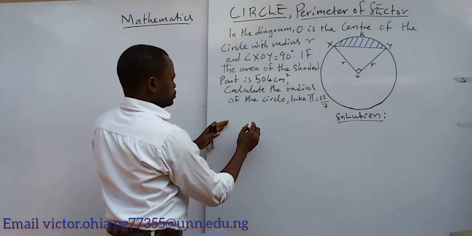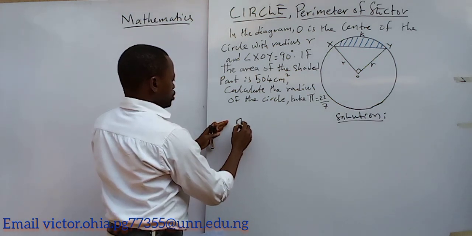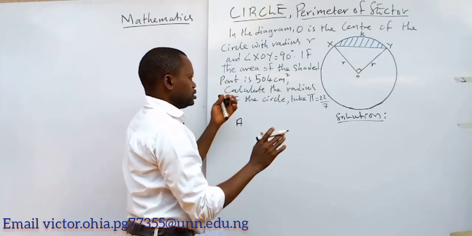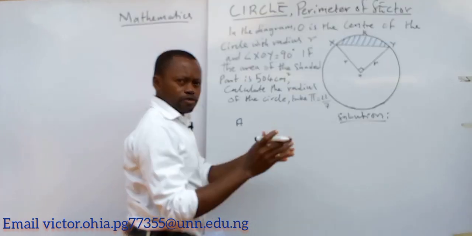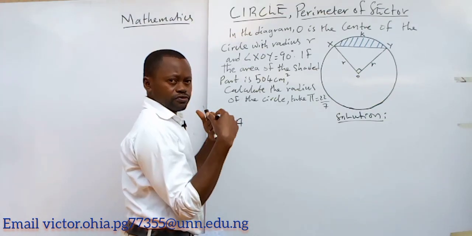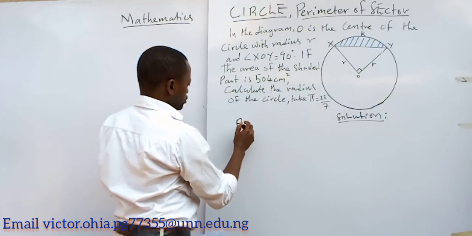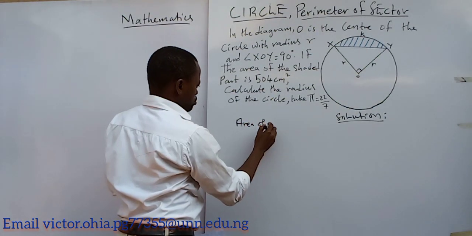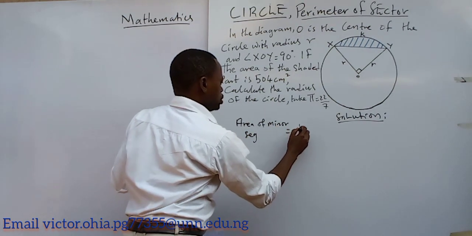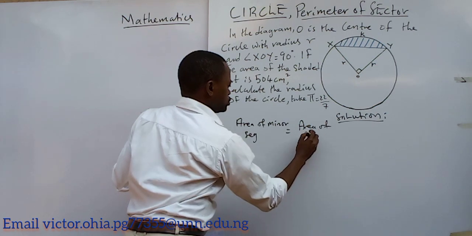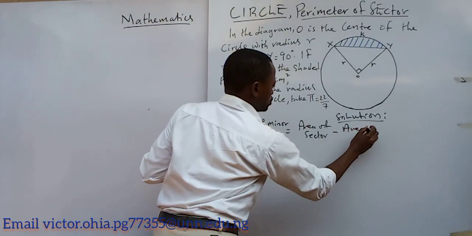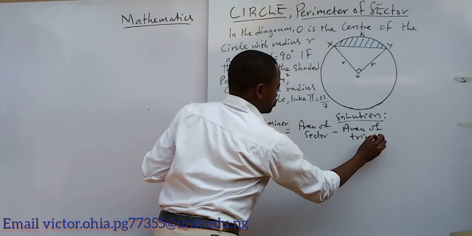So I would say, this area is the area of the minor segment, and you know that the area of the minor segment is area of the sector, then you remove area of that triangle there. I explained it in the previous class. So area of minor segment equals area of sector, and that's why I have to remove that line, minus area of the triangle.